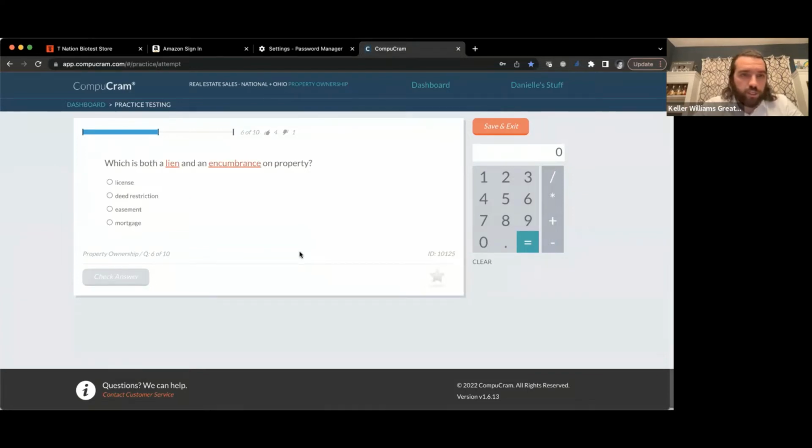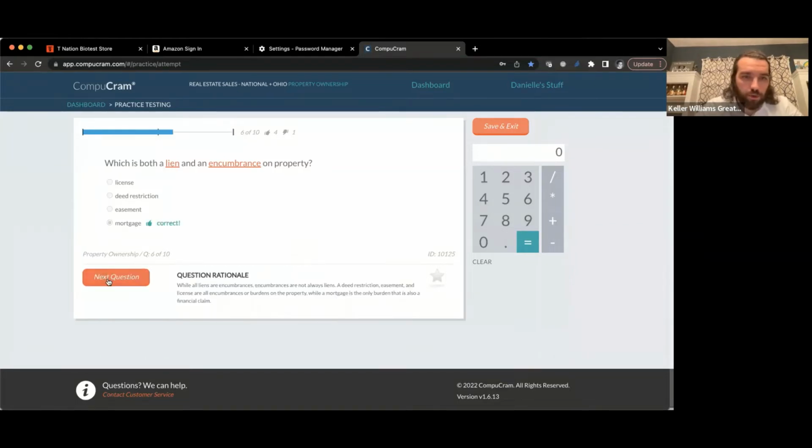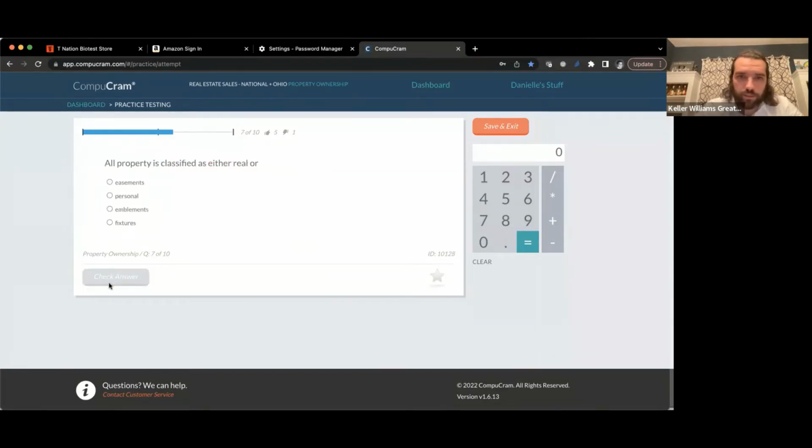Question number 6, which is both a lien and an encumbrance on a property? Is it A, a license, B, a deed restriction, C, an easement, or D, a mortgage? D is correct. A mortgage is both a lien and an encumbrance.